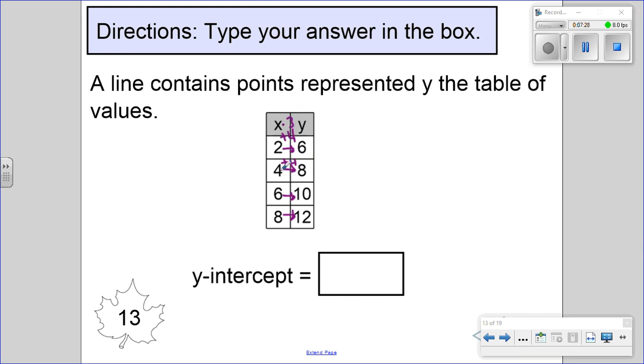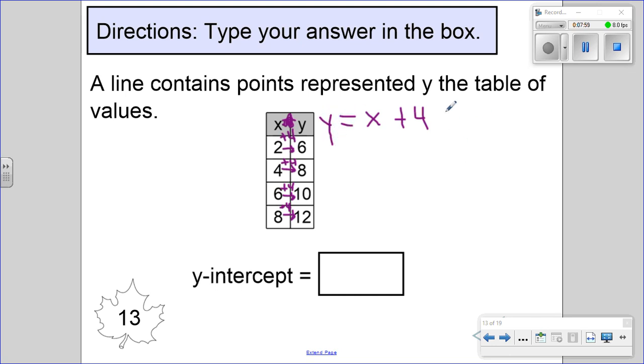4 times 3 would be 12. So times 3 isn't working every time. We're going to go ahead and get rid of it. Let's keep going with plus 4. 6 plus 4 equals 10, and 8 plus 4 equals 12. So the rule here every time is plus 4. So in your equation, that would look like x plus 4 equals y, or y equals x plus 4.